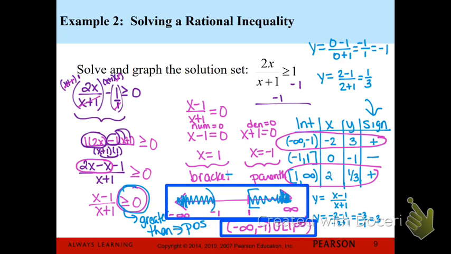There's my number line, and there's my interval. Those are my two solutions that it's after.